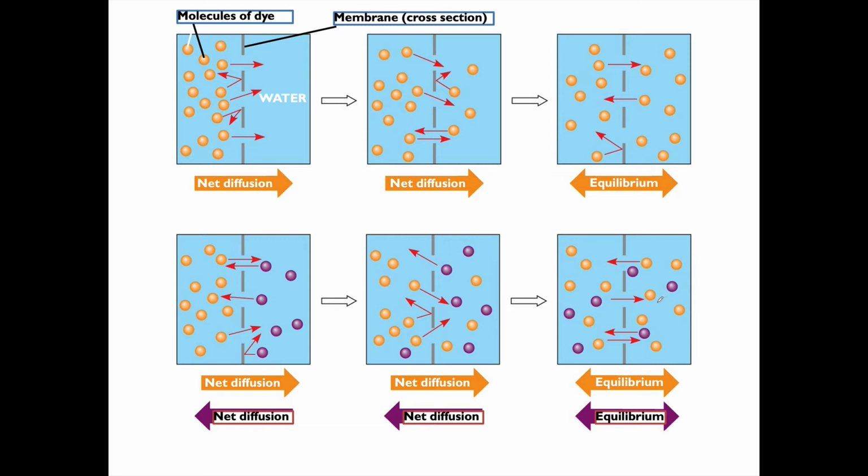Now, could you have some travel to the other side and be uneven for a moment? Absolutely. But overall, the net is going to be the same. So it will probably even out within moments again.